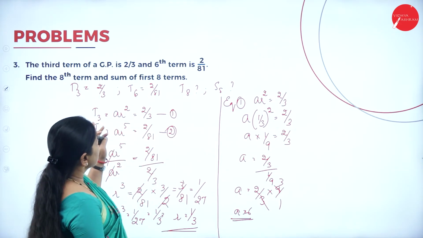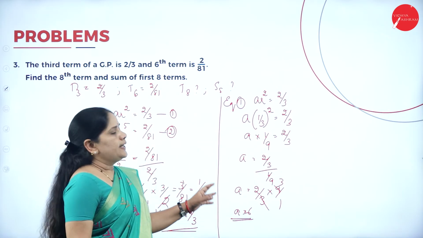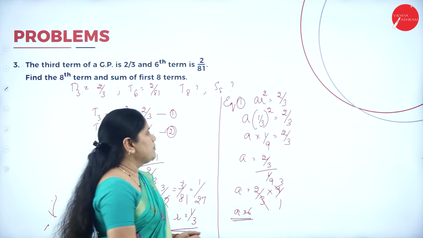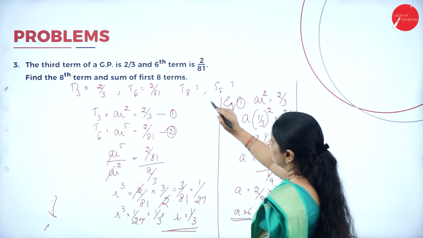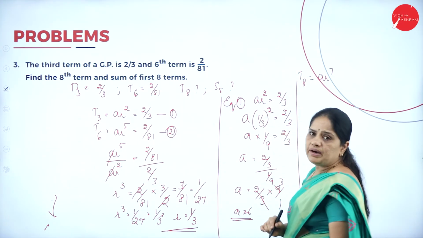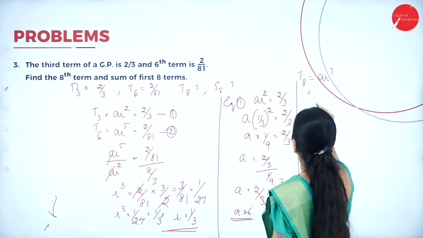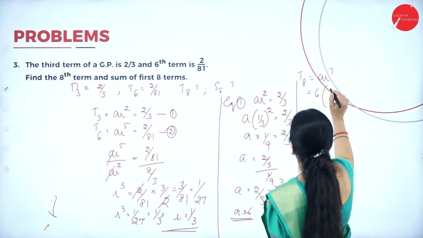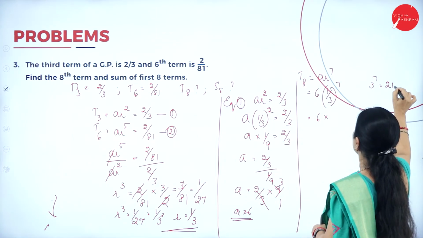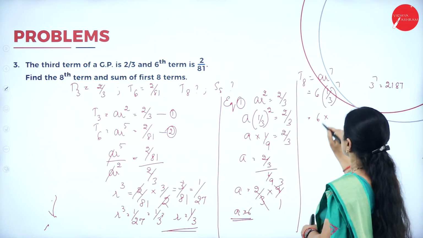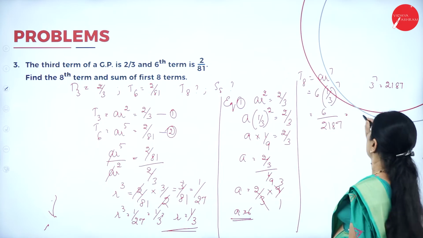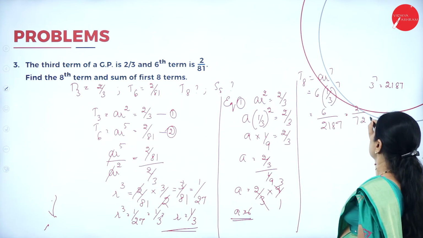Now they have asked us to find the sum of 8 terms. Let us find the 8th term first, and then we will find the value of the sum of 8 terms. So next we have to find T8. T8 will be equal to AR to the power 7. What is A here? 6 into R to the power 7, R is 1 by 3, so 1 by 3 to the power 7. So 3 to the power 7 equals 2187. 6 by 2187. When we simplify this number, I get 2 by 729.